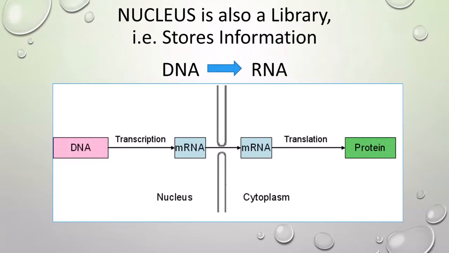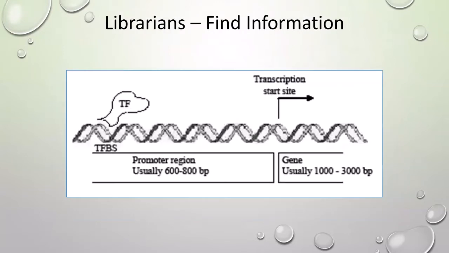Every cell has the same genes, but if you think about it, how does a liver cell, which has all the same genes, know which genes to transcribe for a liver and not transcribe the genes needed for a muscle cell, for example? How do they know how to do that? Well, if you're in the library, you would ask a librarian. So librarians find the information.